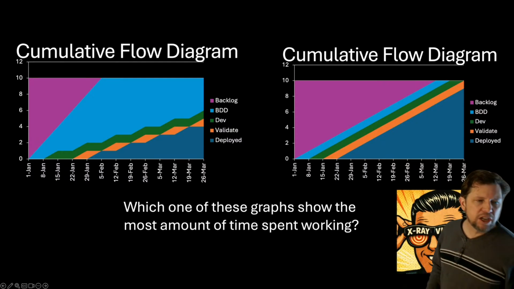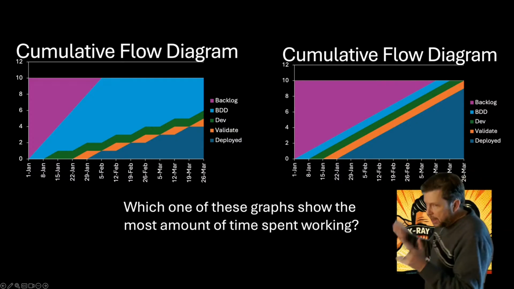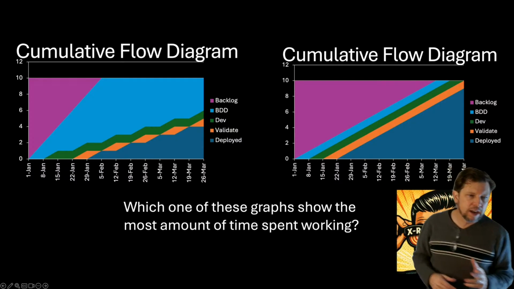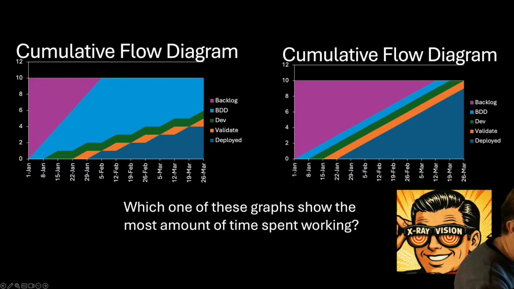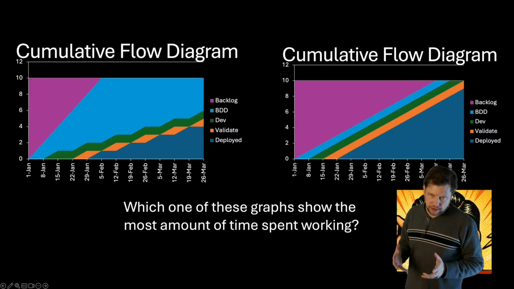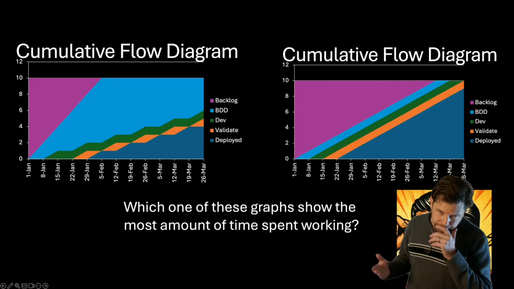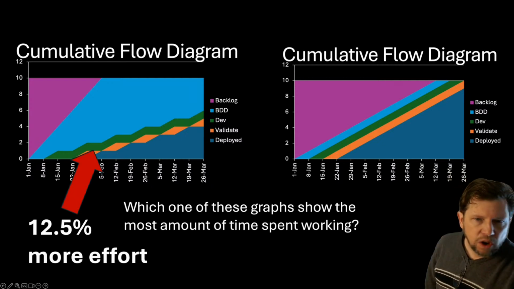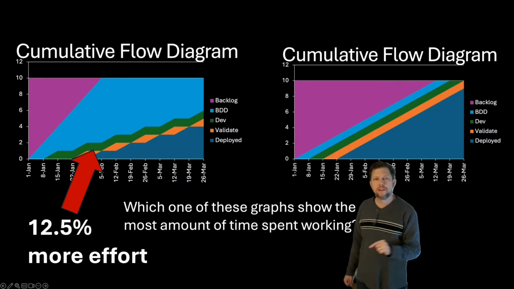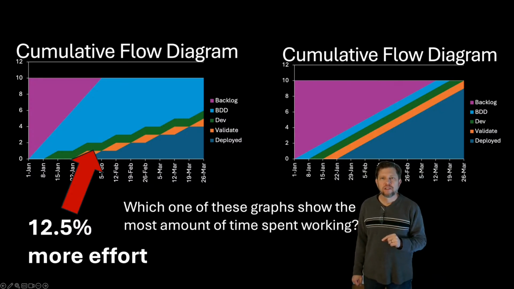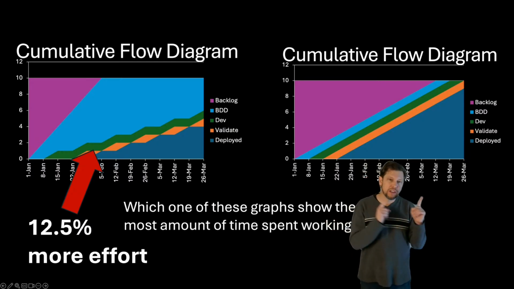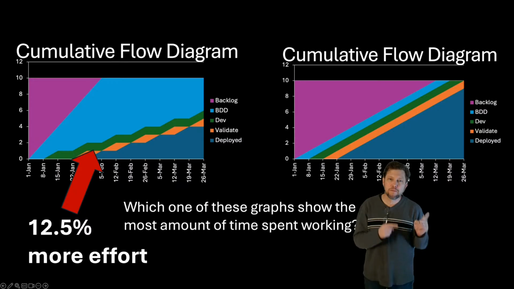So if we assume that each stage in our idealized graph takes the same amount of time and effort, and we doubled what we have on BDD and cut in half what we have on dev, we're in a situation where this graph actually represents 12.5% more effort. So the one on the right is producing more, but the one on the left is the one that we're actually spending more time doing.